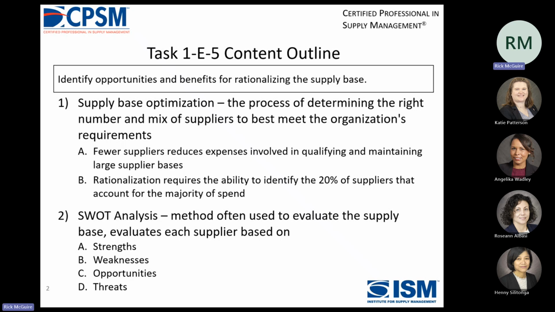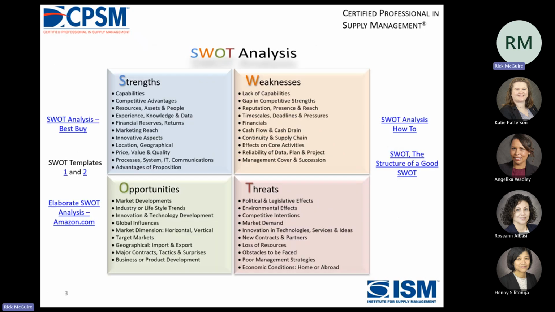So SWOT analysis is often used: strengths, weaknesses, opportunities, threats. We've talked about this like a million times. There's some stuff if you want to learn how to do it.